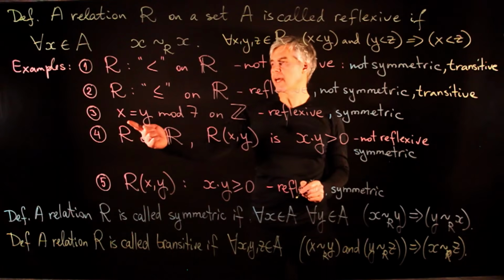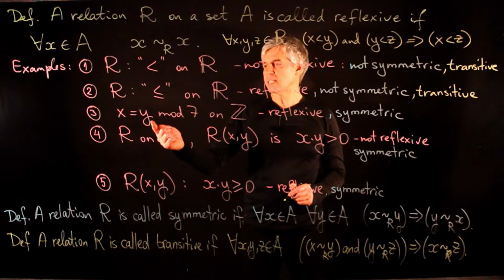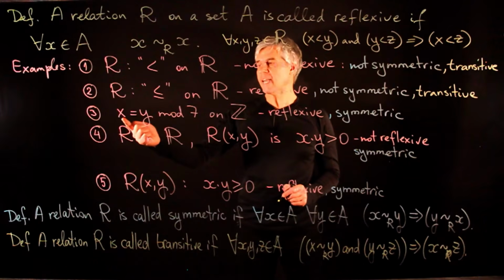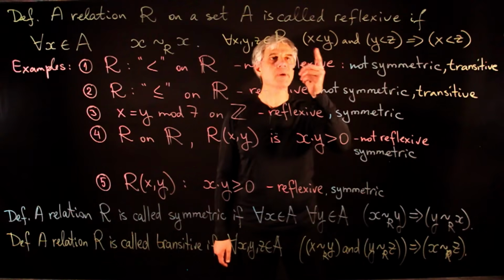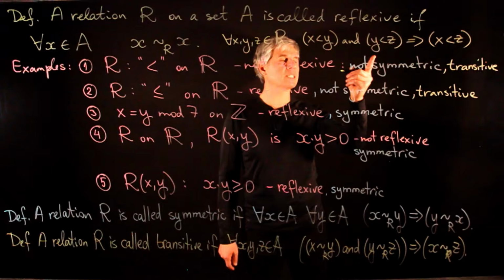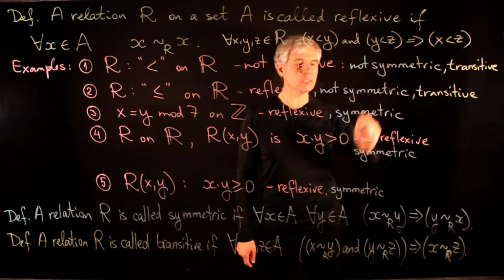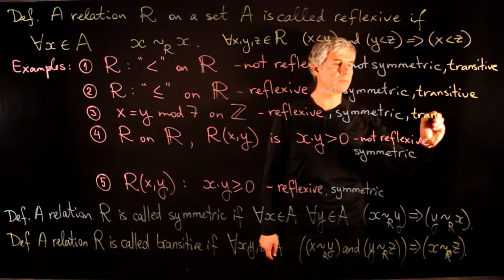The relation x equals y mod 7 is also transitive, because this says that y minus x is divisible by 7. And so if we know that y minus x is divisible by 7 and z minus y is divisible by 7, then z minus x will be divisible by 7. So this means that this relation is transitive.